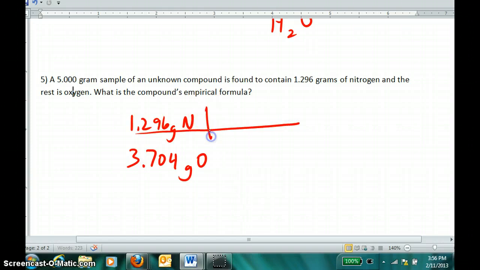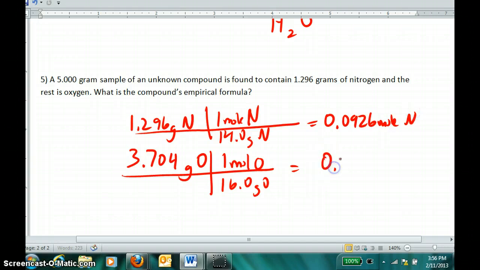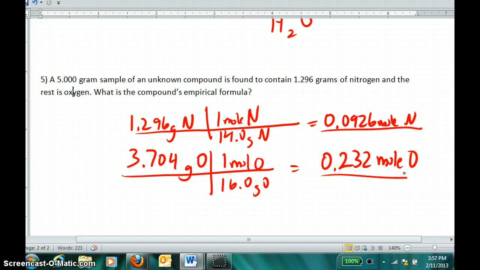Instead, once again, I need a molar ratio, a ratio of moles. And since 1 mole of nitrogen is 14.0 grams of nitrogen, 1 mole of oxygen is 16.0 grams of oxygen, it means our actual ratio is 0.0926 moles N to 0.232 moles of O. And if I take the smallest value and divide it into the next value, I get nowhere near a whole number ratio.